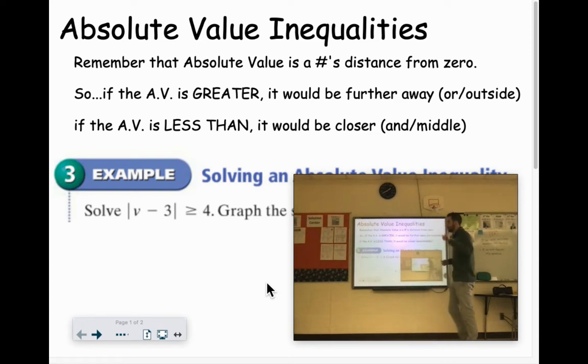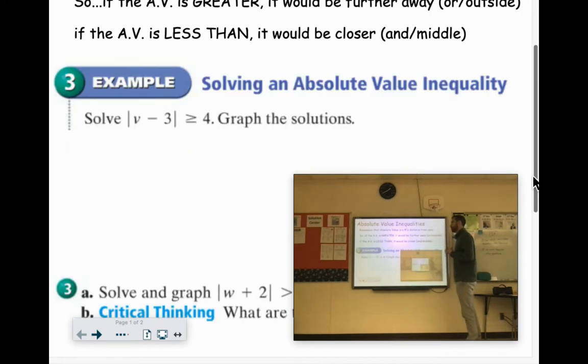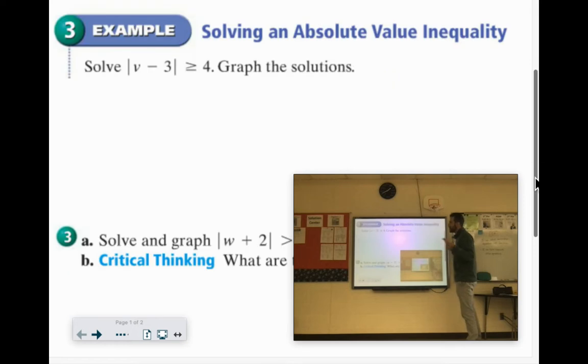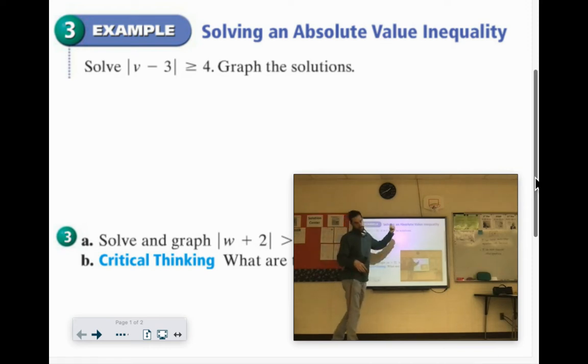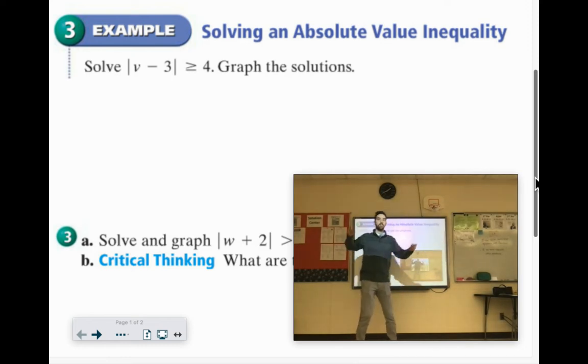But first, you always have to isolate the absolute value, which most of the ones they're going to give you are already isolated. So let's try this one now. Absolute value of v minus 3 is greater than or equal to 4. So it's greater than. The distance is further away. It's an or type of problem.